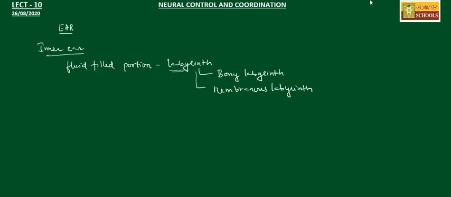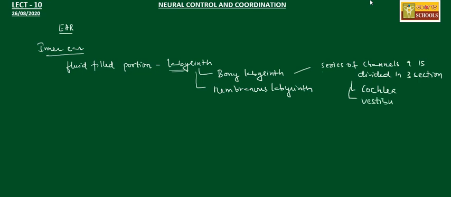Now the bony labyrinth is actually a series of channels, and it is divided into three sections. Those three sections are the cochlea, the vestibule, and one more part called the semicircular canals.